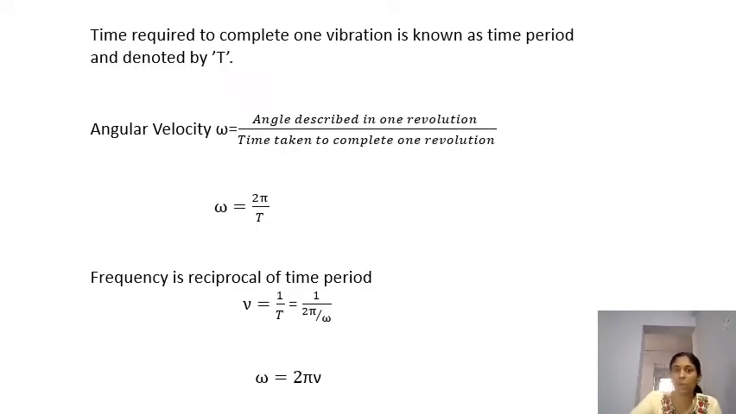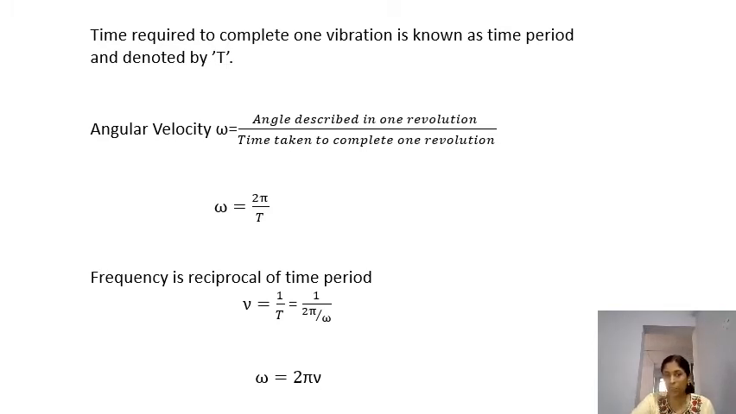Next, the time required to complete one vibration is known as the time period, and it is denoted by capital T. We know angular velocity omega is equal to the angle described in one revolution divided by the time taken to complete one revolution. Omega is equal to 2 pi divided by T, that is 2 into 180, that is 360 divided by capital T. This is the time taken to complete one complete vibration, one revolution.